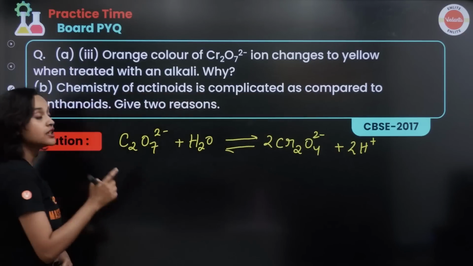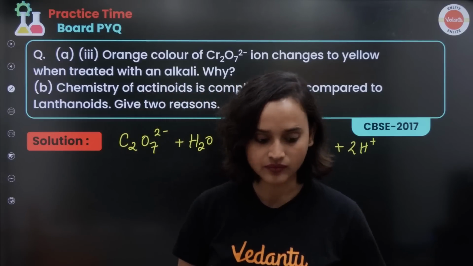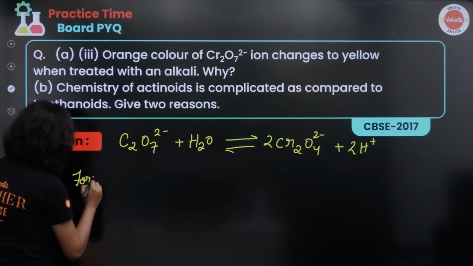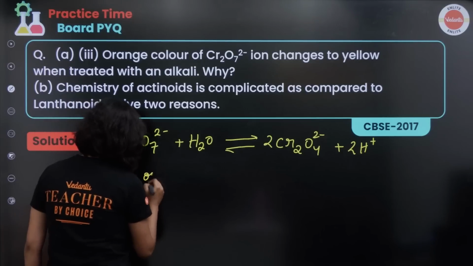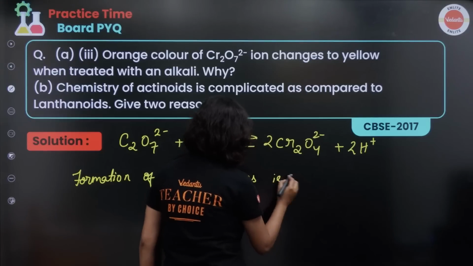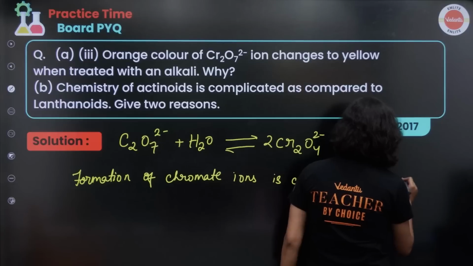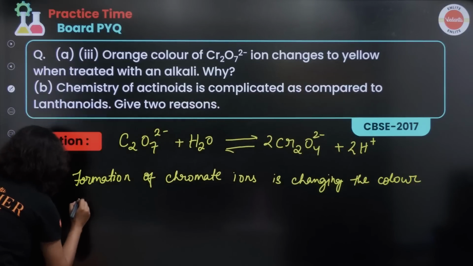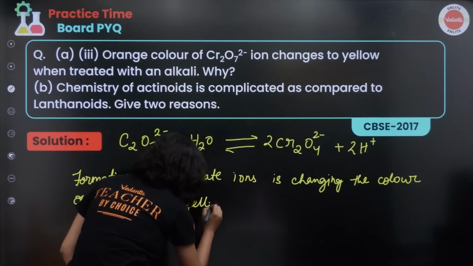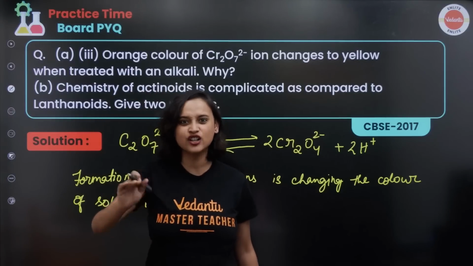So the formation of chromate ions is changing the color of the solution to yellow. All right, clear, crystal clear, diamond clear.